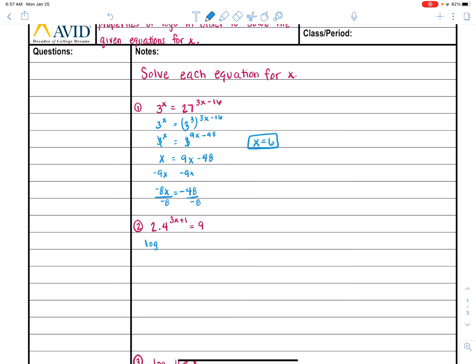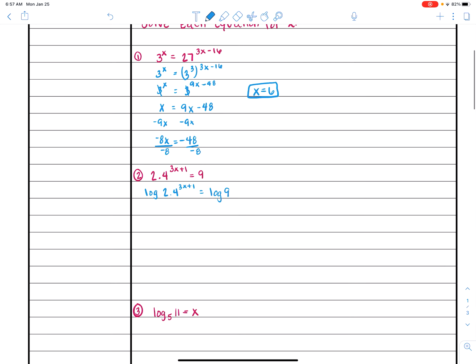So we have log of 2.4 to the 3x plus 1 power equals log of 9. You can do that because what you do to one side, you have to do the other side. And so it's still equality. You're still equal. You didn't change anything, because I took the log of both sides. Now, the properties of logs say that if I have an exponent, I can pull that exponent down in the front. So really I have 3x plus 1 times log of 2.4 equals log of 9.